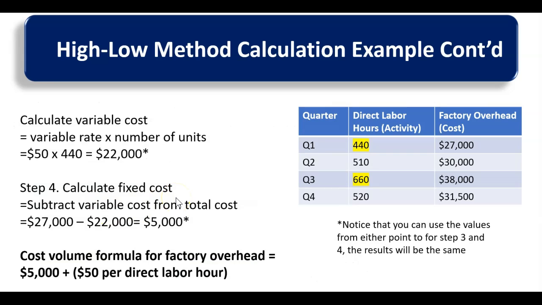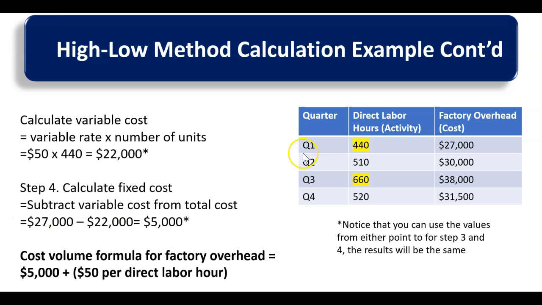So after we have our variable rate, we're going to want to determine our total variable cost. Our variable rate from the prior slide was $50 per direct labor hour, and you're going to apply that rate to one of these points. I will point out that it does not matter which of these points you select. You just need to be consistent and use the same point all the way through the exercise. In this first example, I'm just going to use my lowest point. So I multiply my $50 times my 440 hours, and I get that my variable cost during quarter 1 would have been $22,000.